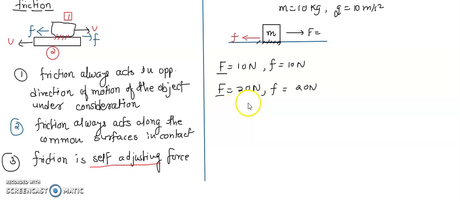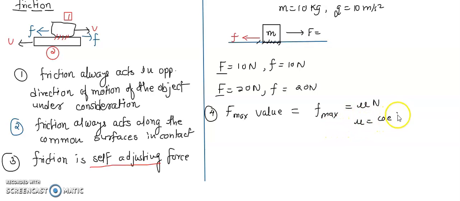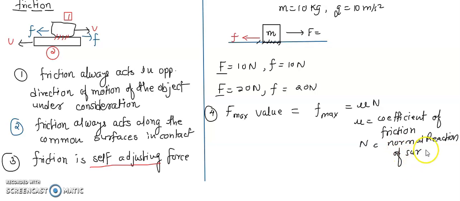So this will go on, but till when? Will friction adjust to the applied force forever? No. There is a limit up to which it can oppose or adjust the applied force, and that is called the F max value. So the maximum value of frictional force, say F max, is given by mu N, where mu is the coefficient of friction and N is the normal reaction of the surface.